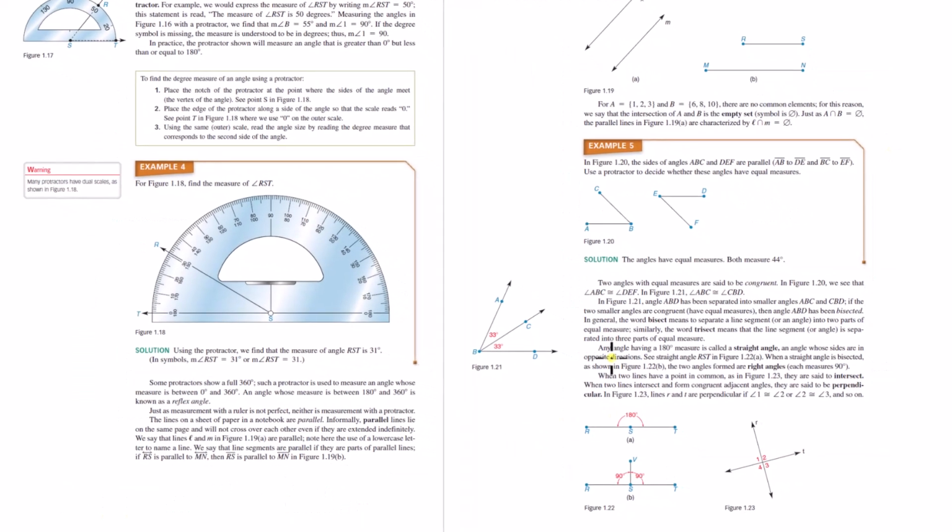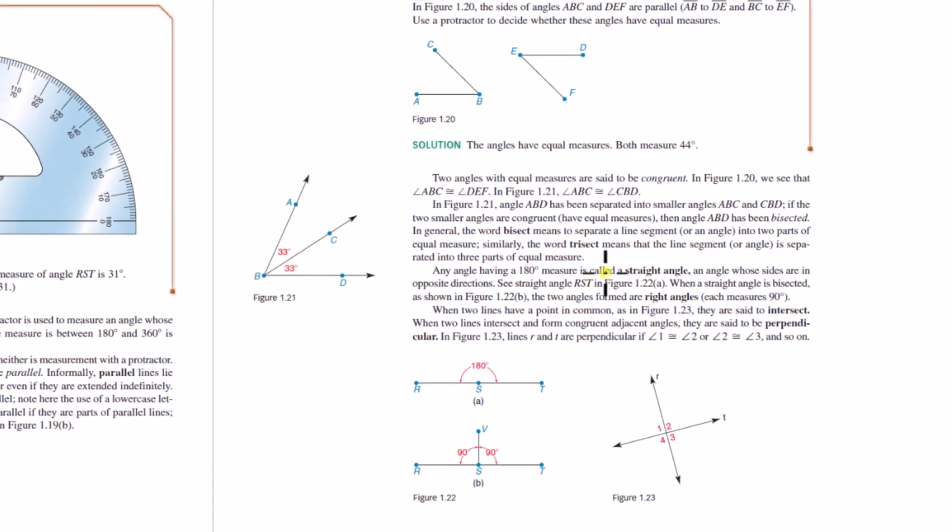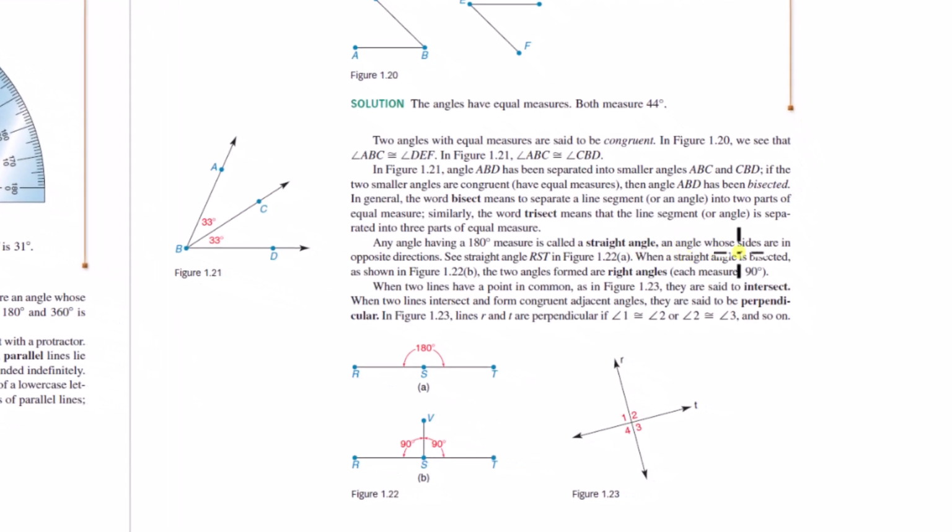Any angle having a 180-degree measure is called a straight angle, an angle whose sides are in opposite directions. So here's a straight angle between this segment ST and segment SR. When a straight angle is bisected, the two angles formed are right angles. Each measures 90 degrees. So if we bisect this angle, that means we cut the angle in half, split it into two equal parts, because you could split this angle up any way you want by adding a straight side.